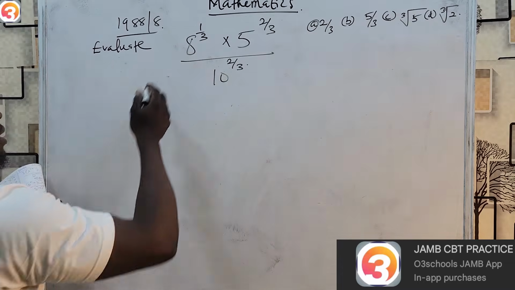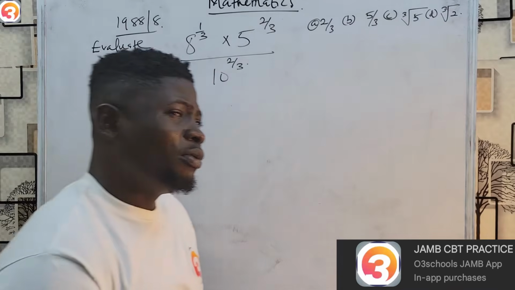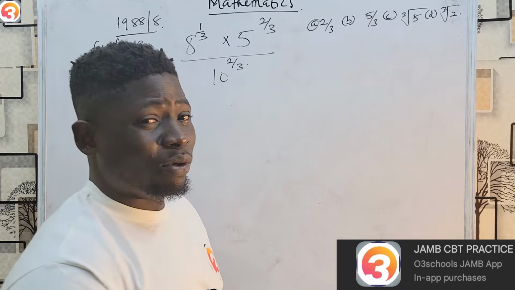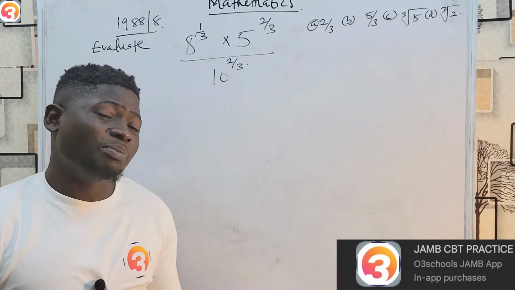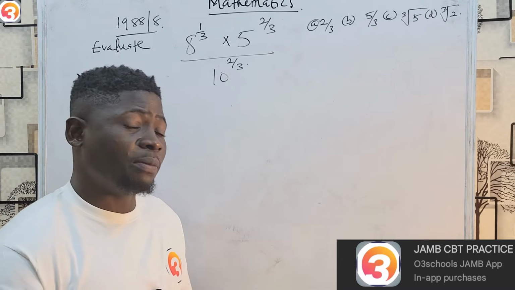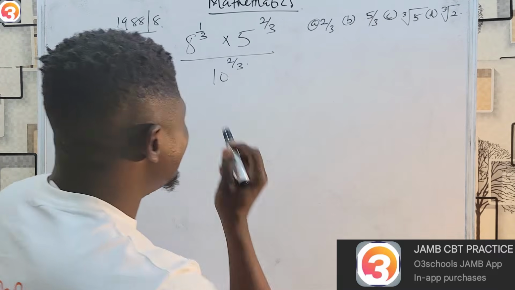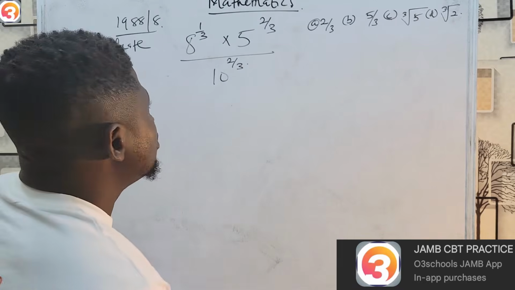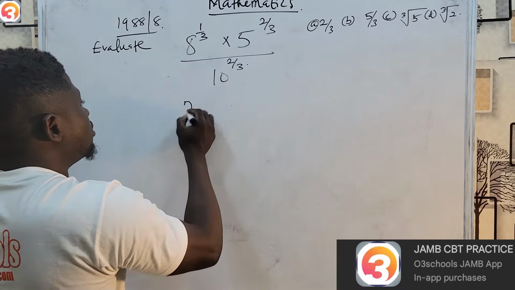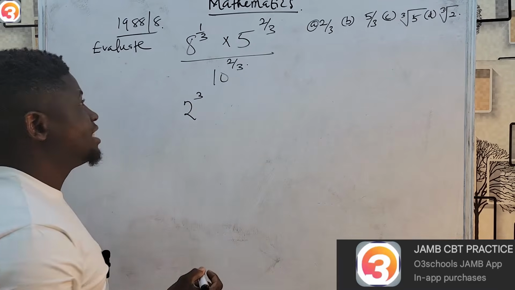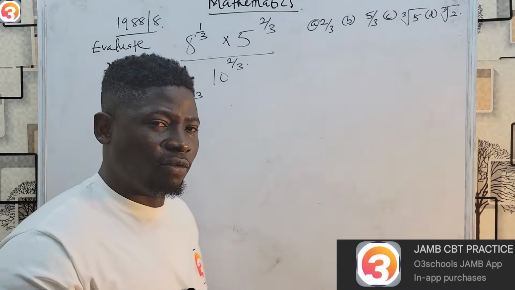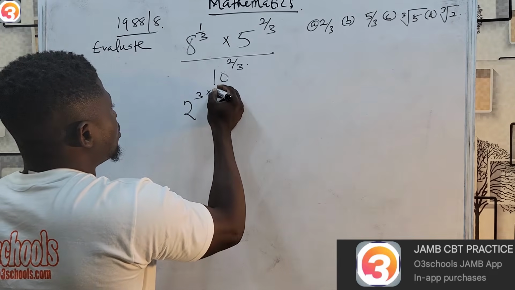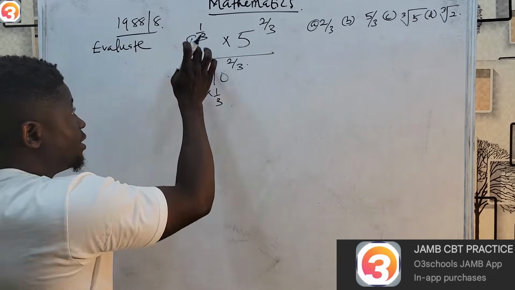Now, what does this mean? Like I've told you before, when we were doing number bases, I told you to learn the powers of 2, the powers of 3, the powers of 4, the powers of 5. The knowledge of that will help you solve this question clearly without wasting time. So we know that 2 raised to the power 3 is the same thing as 8, because 2 times 2 is 4, 4 times 2 is 8. So I'm going to have 2 raised to the power 3 times 1 over 3 for this.